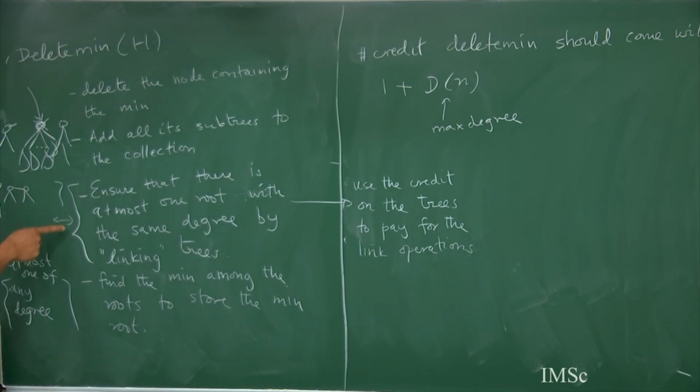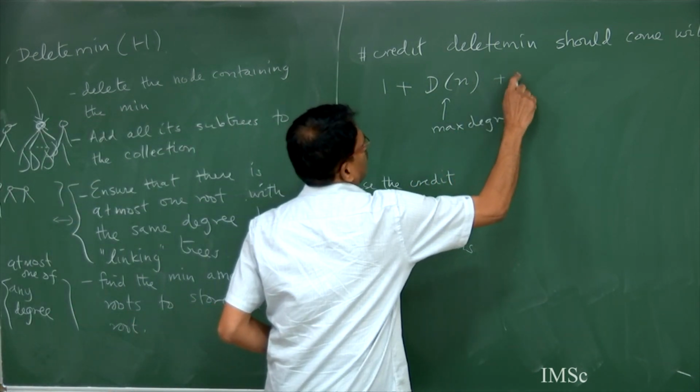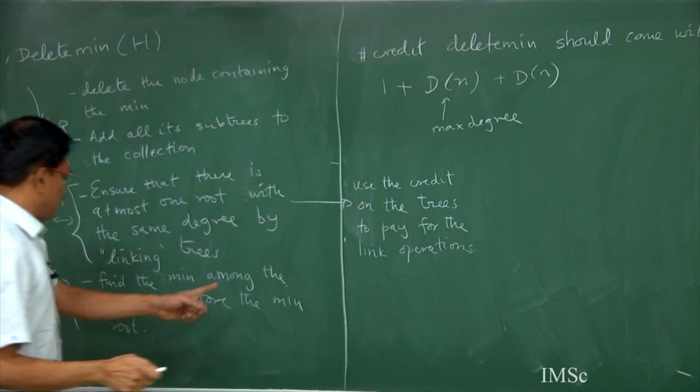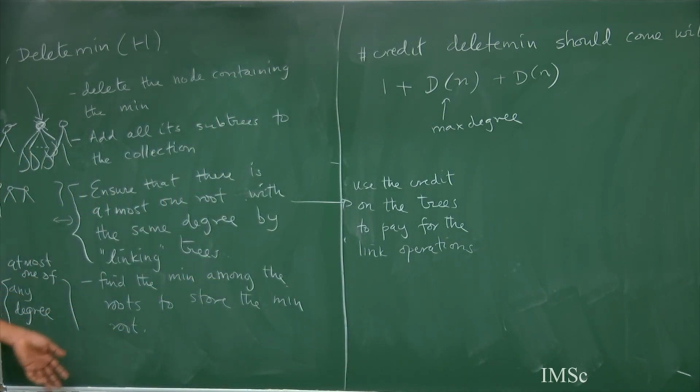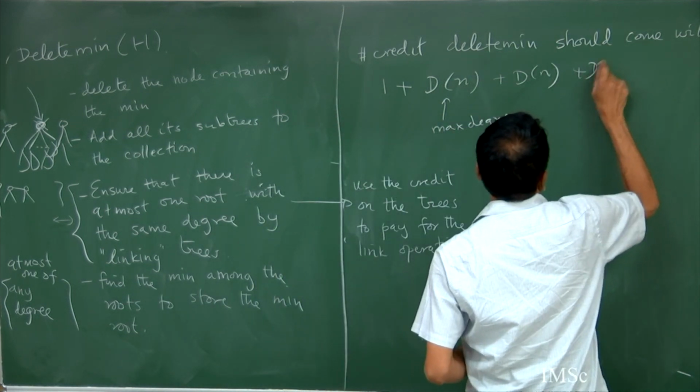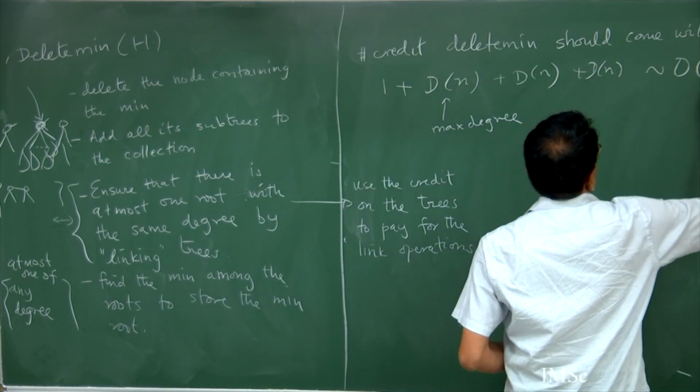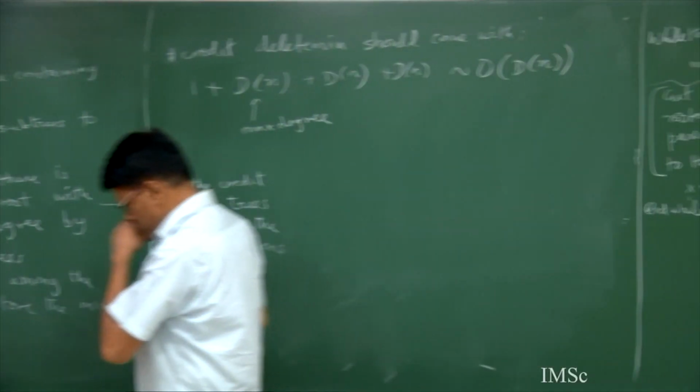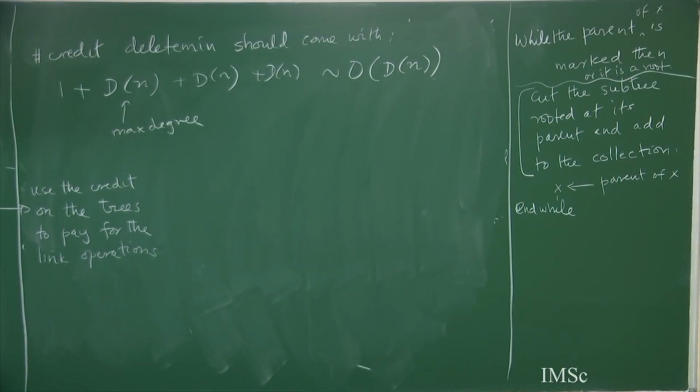Now I have ensured that there is at most one of every degree. So the number of trees at the end would be at most some dn of them. I need a credit on each one of them, so I need some dn more credits. And I'm going to find the min among the roots. Number of such roots is again dn. Finding the min, so another dn. So overall, the credit I should come with is some order dn. Right. So I'm done if I show that dn is order log n.